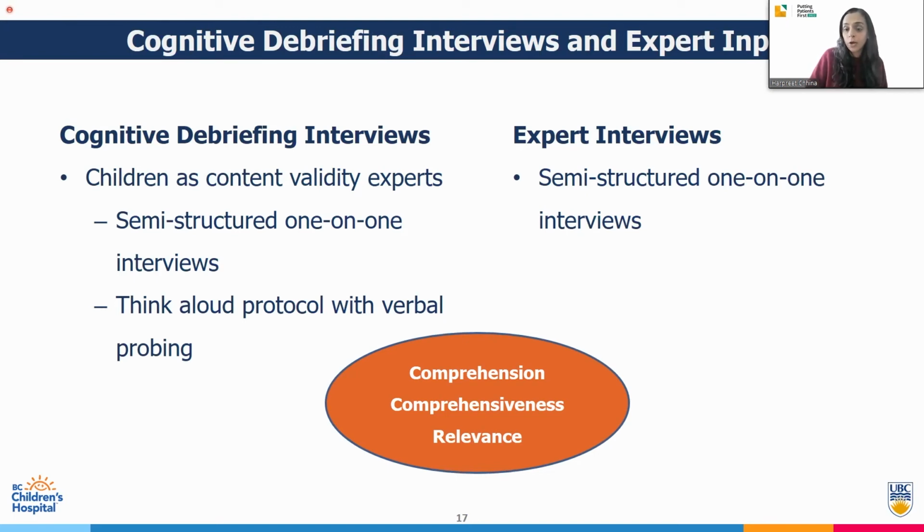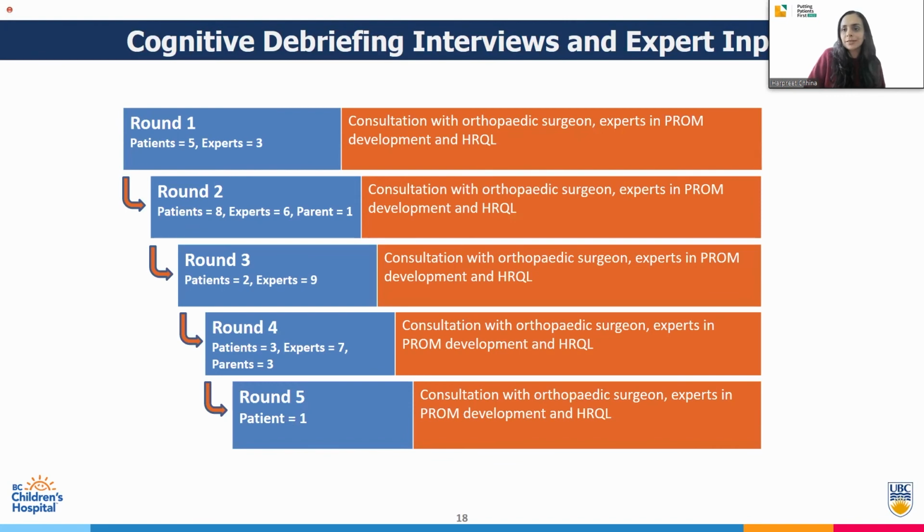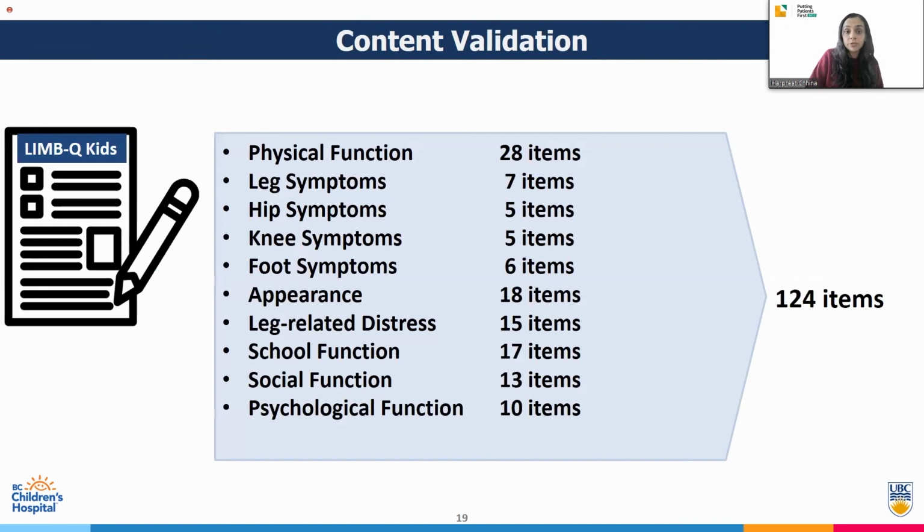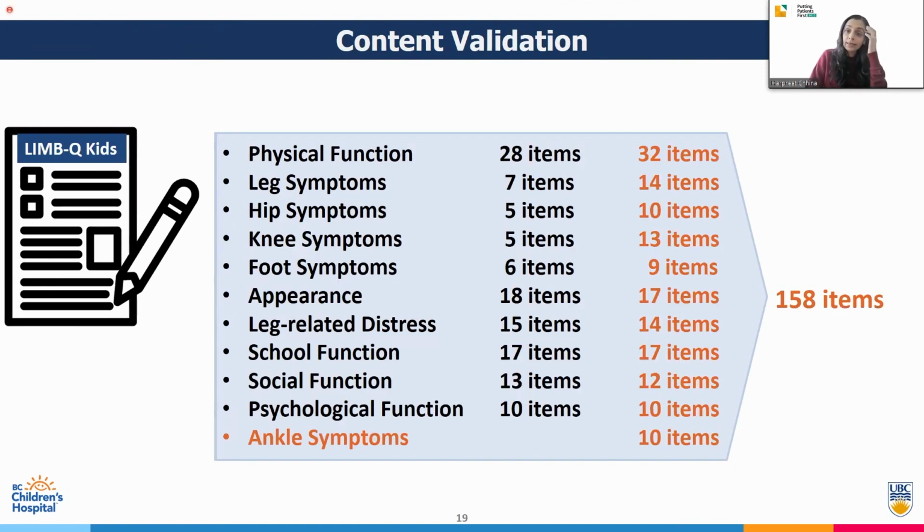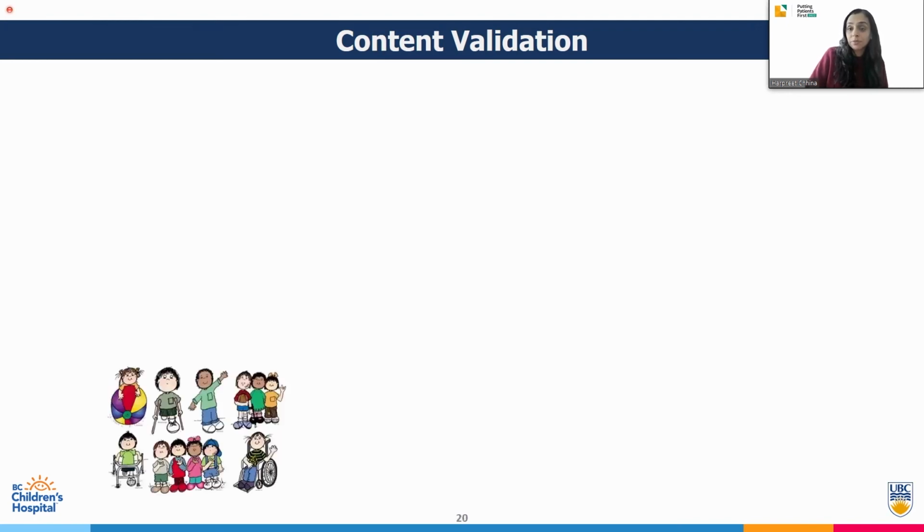Children were asked to read out loud the items and scales, and then tell us what they understand from those items and instructions, and tell us if there's anything relevant to these children that we have missed. These interviews were conducted in rounds to ensure that we make edits based on interviews in each round and then use the edited version for subsequent rounds. In total, we did 5 rounds of interviews. By the fifth round, we had 11 scales and 158 items. Most of the items added from the interviews were around the symptom scales.